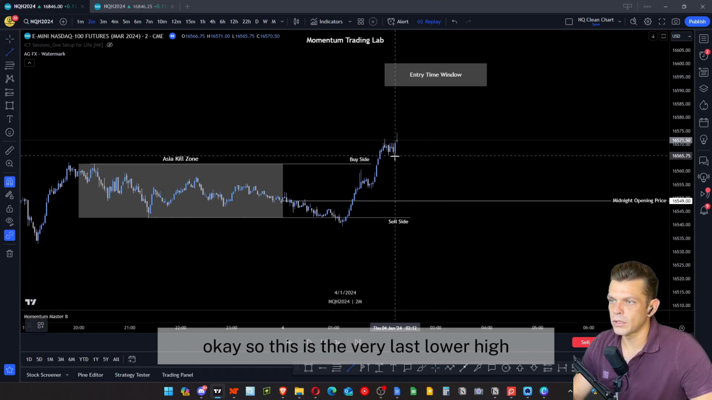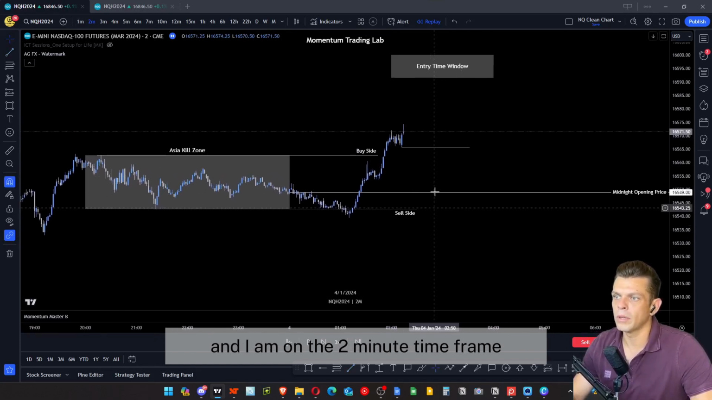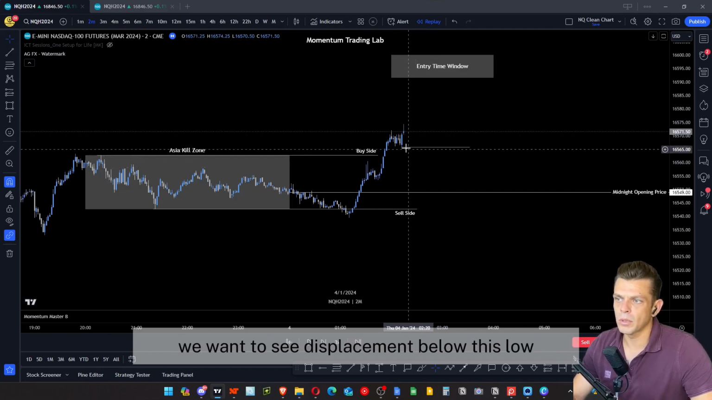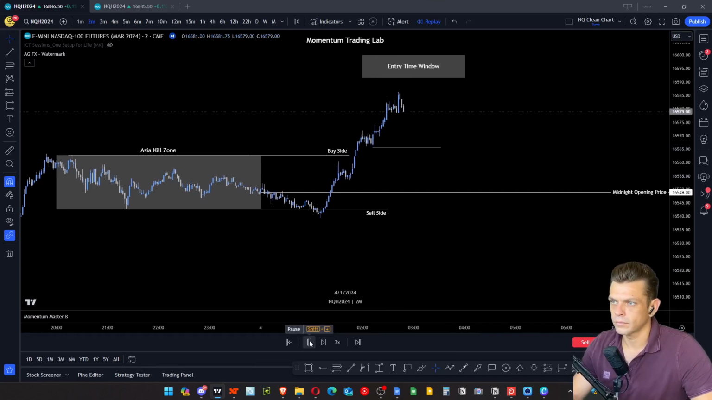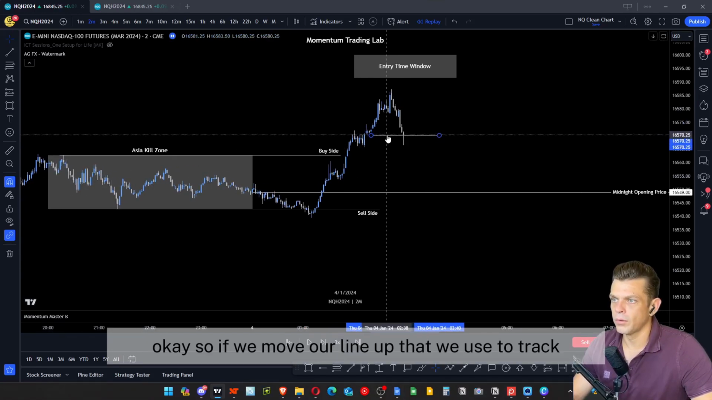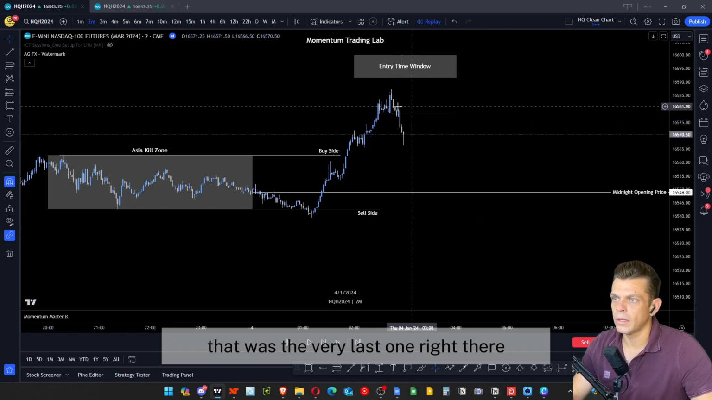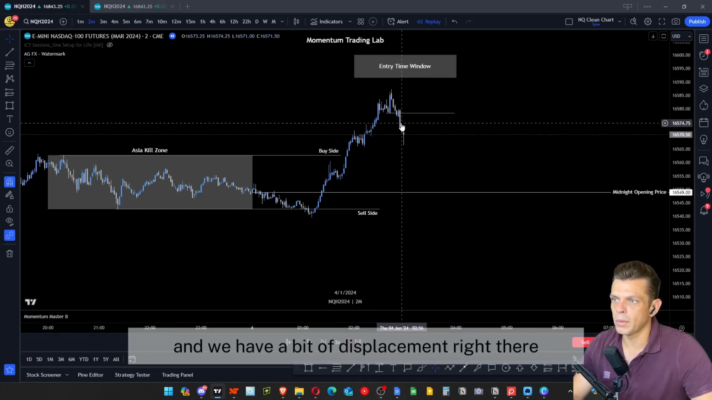Okay, so this is the very last lower high, and I am on the 2-minute time frame. So for a bearish market structure shift, we want to see displacement below this low. Still going up. Okay, so if we move our line up that we used to track the last lower high, that was the very last one right there. So right there we have a bearish market structure shift, and we have a bit of displacement right there.